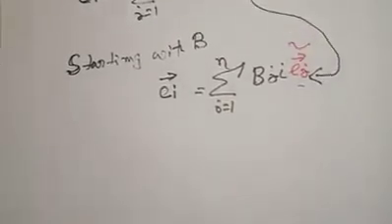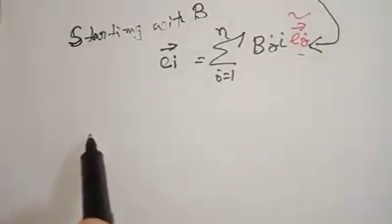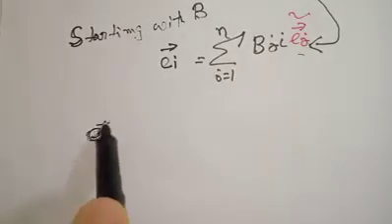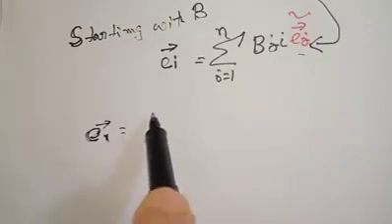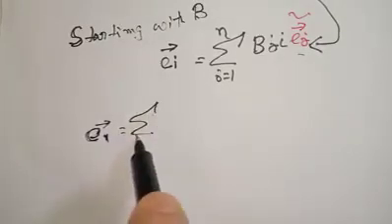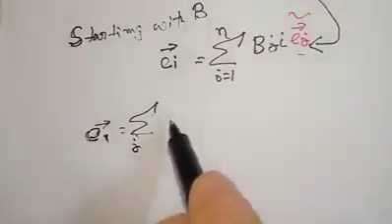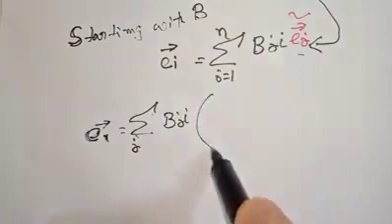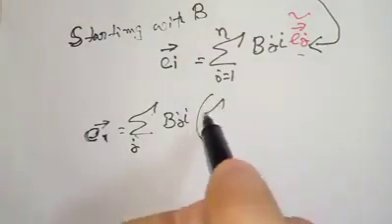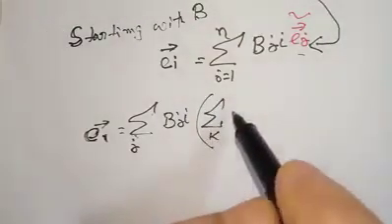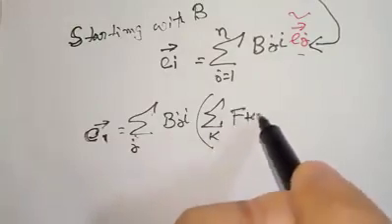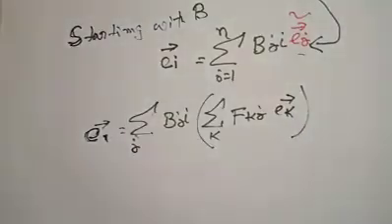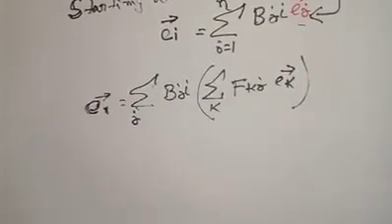So what will come, I need to arrange these summations. So I can write e_i equals sigma j, because here we are doing the summation, b_ji, and within the bracket I write sigma k, f_kj e_k, and put the braces over here.